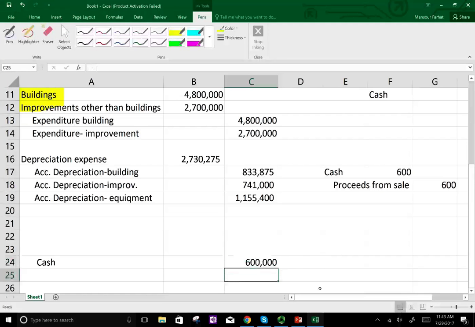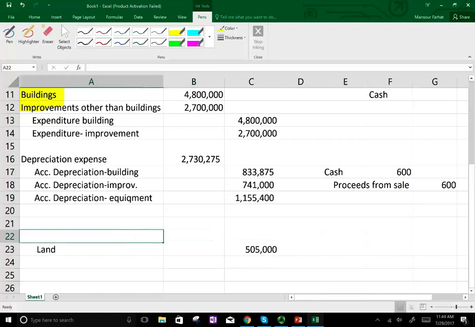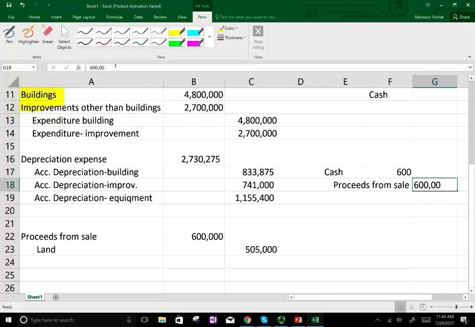Now, since we sold the land, it has to be credited as well. So we need to credit land at cost. And they told us the cost of the land was 505. So we bought the land at 505. It has a cost to us of 505. The cash is not affected. It's going to be the same. So we credit land. We need to debit the proceeds from sale. Proceeds from sale, which is this account here, needs to be debited 600,000. Let me use 600,000 so I don't confuse you.